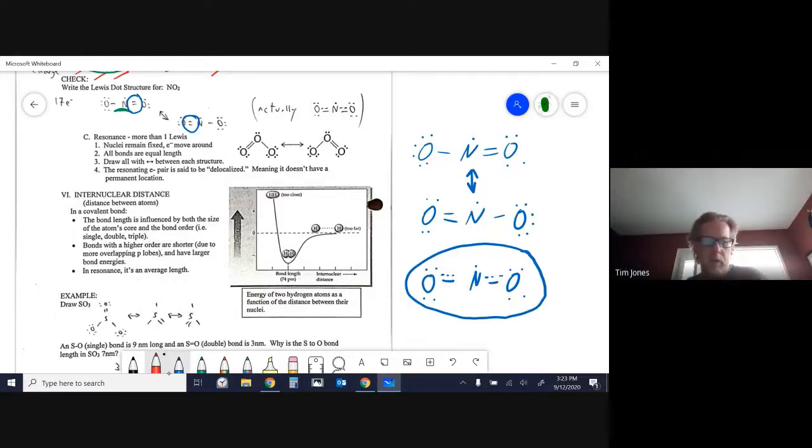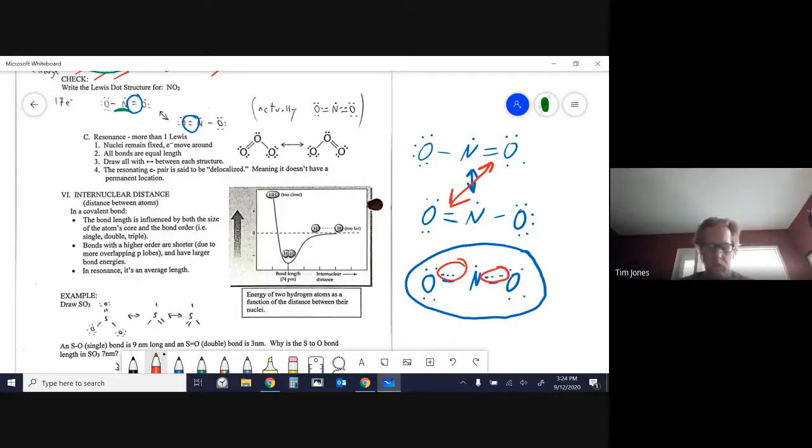Because this term resonance makes you think the double bond is snapping back and forth between these two spots. And it's not really doing that. The double bond is not snapping back and forth and oscillating. It's just that the electrons are sometimes over here and sometimes over here.